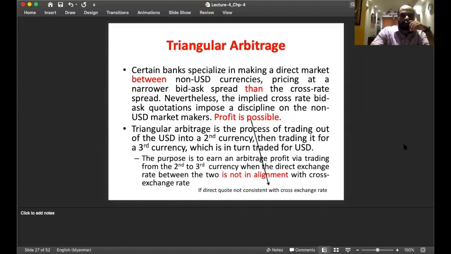Triangle arbitrage is the process of trading out of USD into a second currency, then trading it for a third currency, which is traded for USD. So which means using a third currency. So that's why it's a triangle.